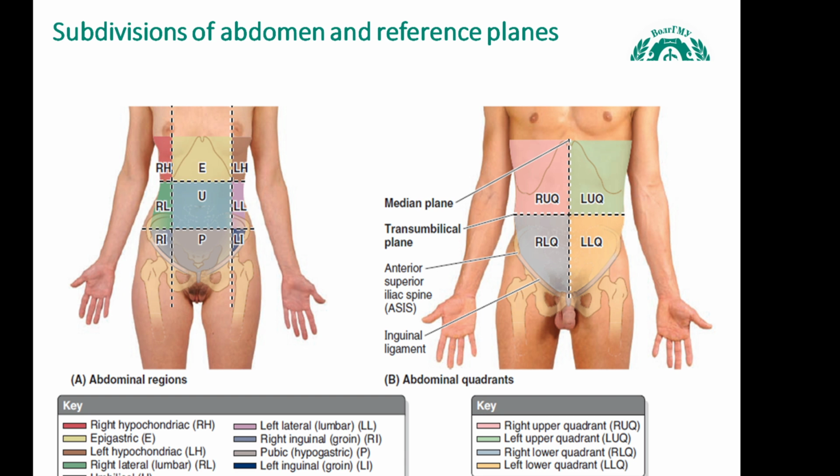On this picture you can see different kinds of divisions of the anterolateral abdominal wall. The left part of the slide shows you the division into 9 subregions, and the right part shows the division into 4 quadrants consequently.